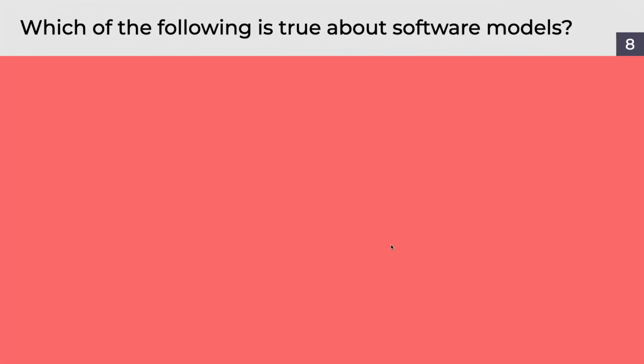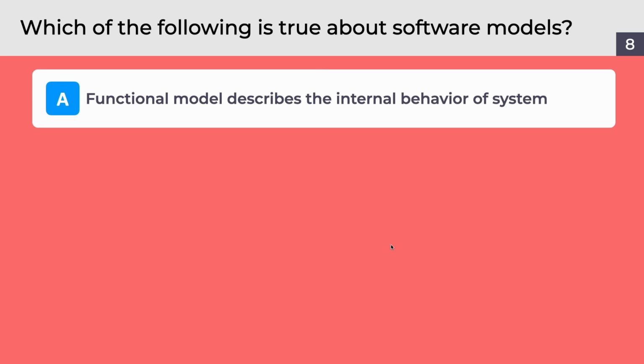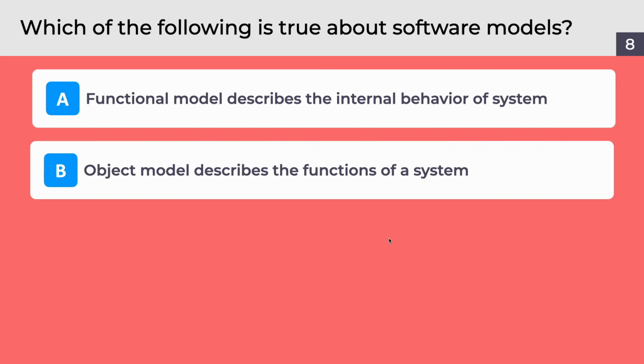Question number 8. Which of the following is true about software models? Option A, functional model describes the internal behavior of a system. No, the functional model doesn't do that. Let's look at option B. Object model describes the functions of a system. Again, I think object model does not describe the functions. That's the functional model. And I think object model describes the structure and not the internal behavior, which should be the dynamic model.